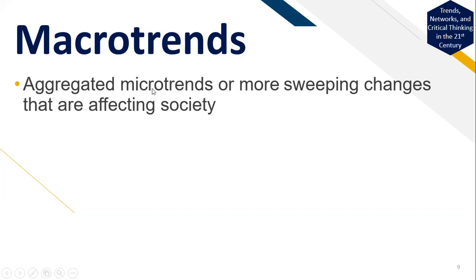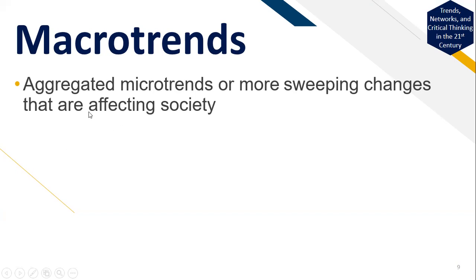Okay? So macro trends, again, we will say macro trends, these are the aggregated micro trends or more sweeping changes that are affecting society. So unlike micro trends, and as I said earlier, micro trends are only affecting a certain group of people. But on macro trends, it is different. Okay, it is now the opposite. Because macro trends are the leveled up versions of micro trends.